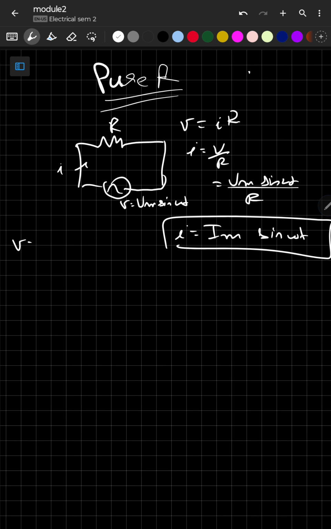Then V equals Vm sin omega t. So is there any phase difference? There's no phase difference between the current and voltage equation. Both are in the same phase. So the current equation part is done, the circuit diagram part is done. Next we'll go to the phasor diagram.